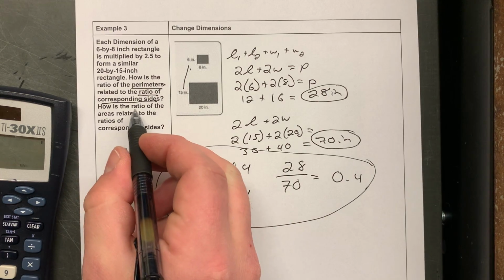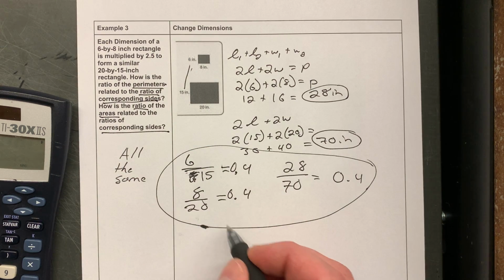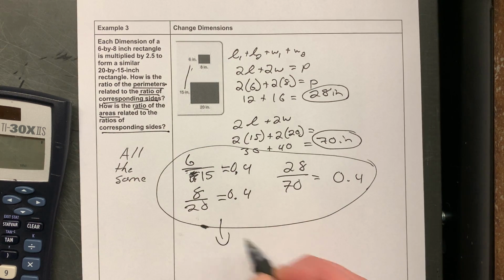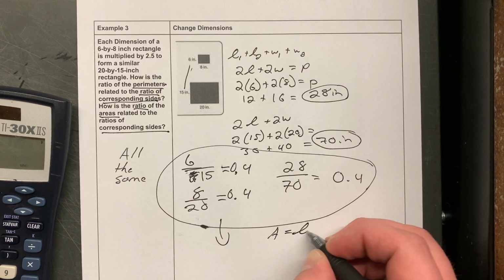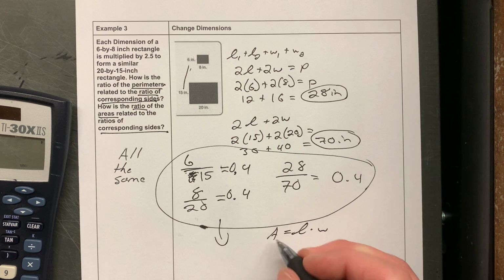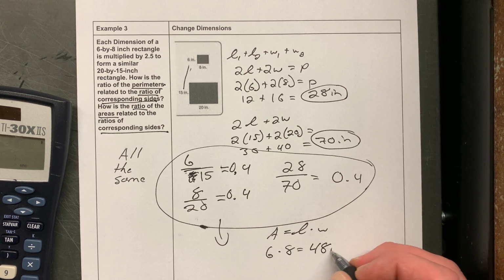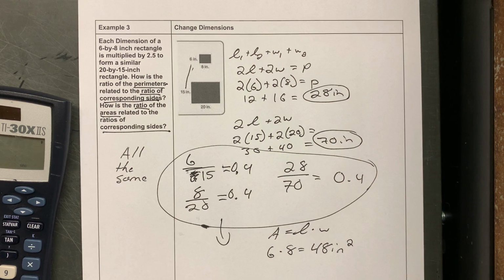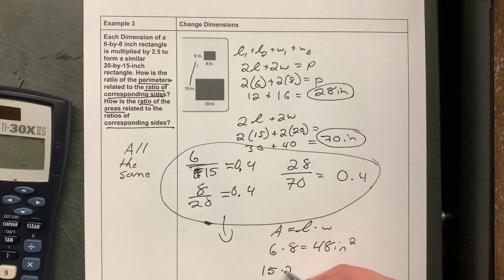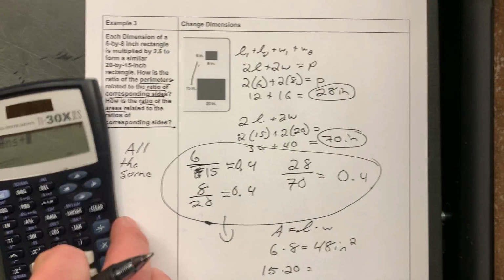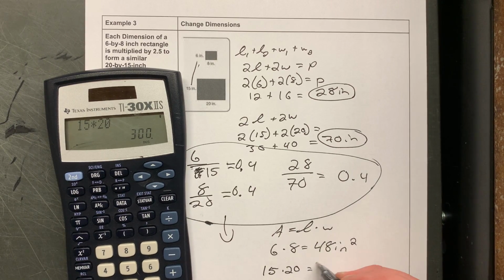Now it asks us, how is the ratio of the areas related to the ratio of the corresponding sides? So I already have my ratio of my corresponding sides right here. I just need to solve for my area. Remember my area formula equals length times width. So I'm just going to do 6 times 8 for my top one, which gives me 48 inches squared. That's for the small rectangle, my 6 by 8 rectangle. And I'm going to do my 15 by 20 rectangle. I'm going to do 15 times 20. I end up with 300 inches squared.